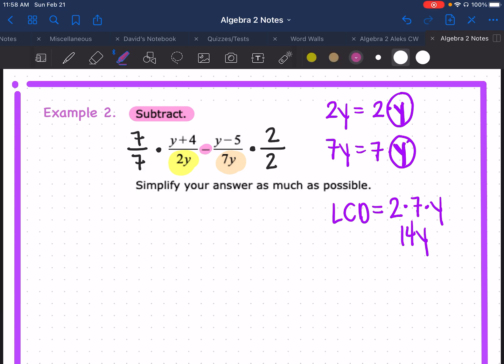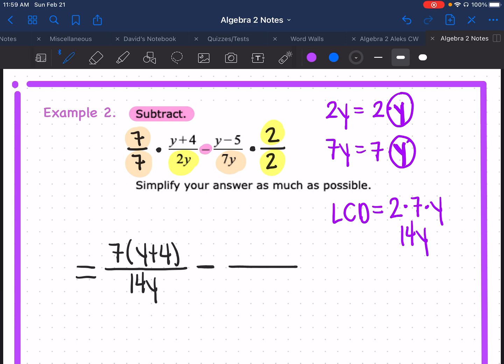Now what I want to show you with my highlighter is the 7 came from the peach factor and the 2 came from the yellow. But because I already have the y, I don't need it again, and so I just ignored that. All right, here we go. I'm not sure how much space I have, but here we go. I'm going to make it 14y on the bottom, and I'm going to have 7 times the numerator of y plus 4.